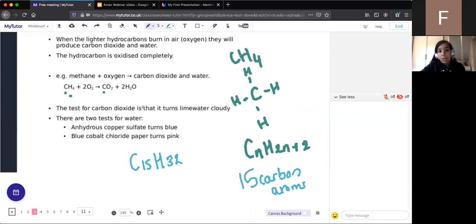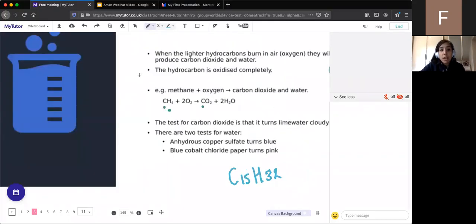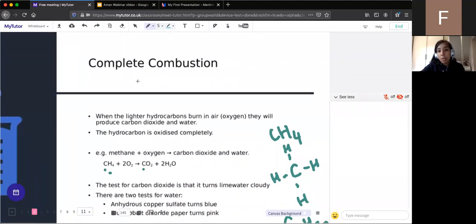The test for carbon dioxide is that it turns lime water cloudy. So that's a classic school experiment. And it's really important that you know that test, just like all the tests we went through last week, where we talked about the test for oxygen and we talked about the test for water as well. So there are 2 tests for water. The one we talked about last week was anhydrous copper sulfate turning blue. There is one more, and that is blue cobalt chloride paper turning pink. So when you do these experiments, often in exam questions, they might ask you, well, what's the test for carbon dioxide and what's the test for water? Because they're the products that are produced. The subtitle for this slide is complete combustion. So we're looking at complete combustion at the moment.